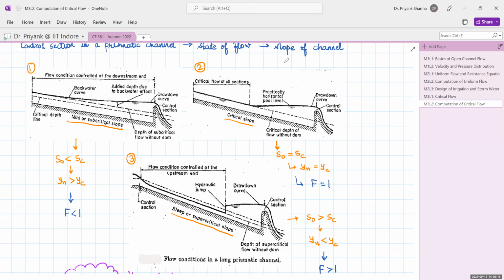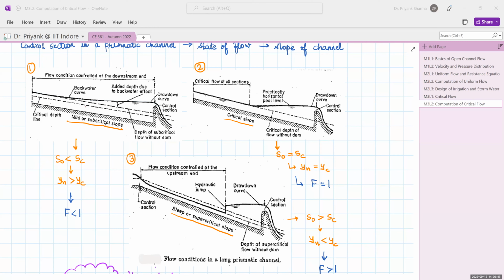So in the first case, you have a mild slope channel. In this channel, on the downstream, you can see there is a long prismatic channel, and there is a dam, and the flow is happening over the spillway. Due to construction of the dam, water is added, so there is a backwater curve you can see, and then the water is slowly going down. That is called a drawdown curve. This dashed line indicates the critical depth.